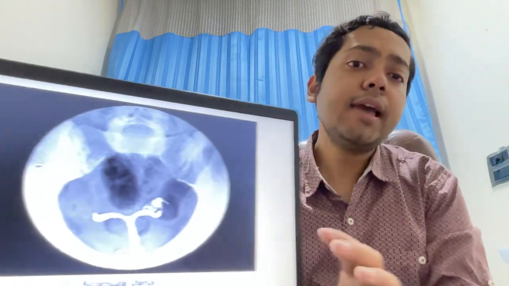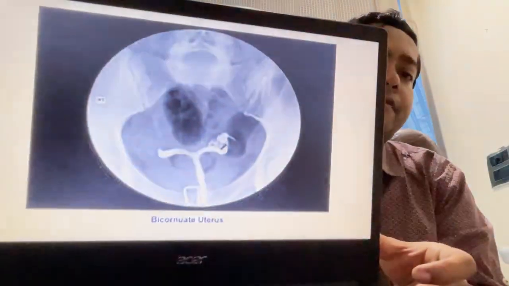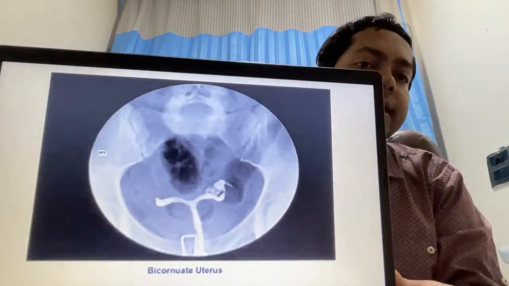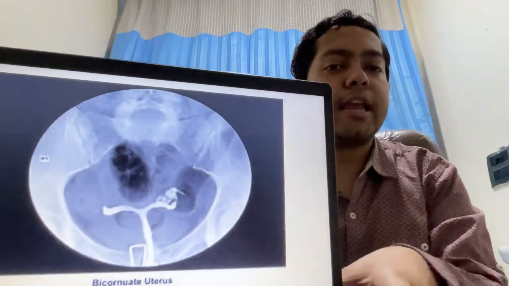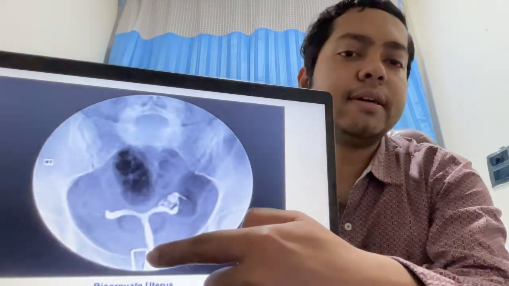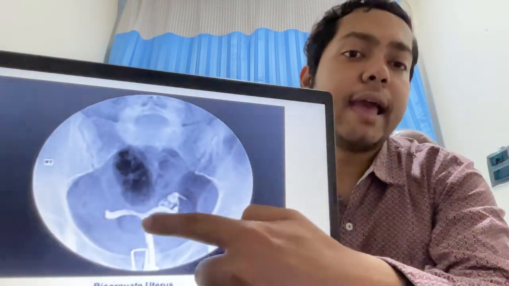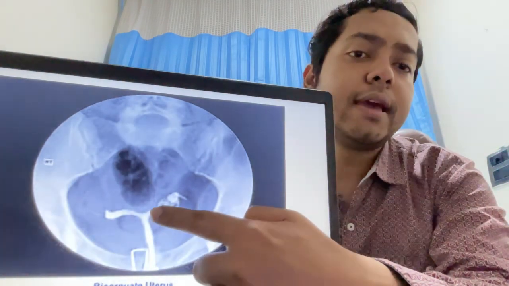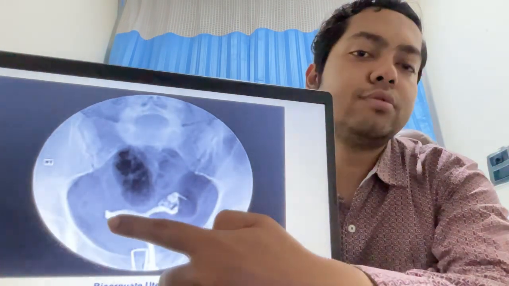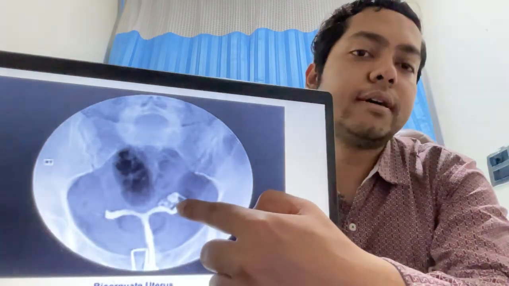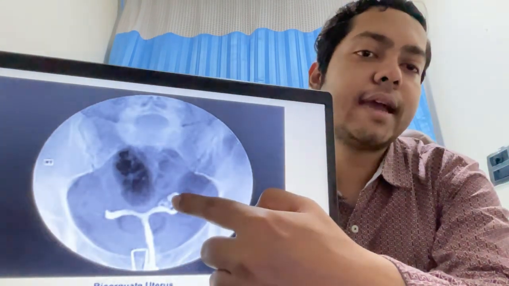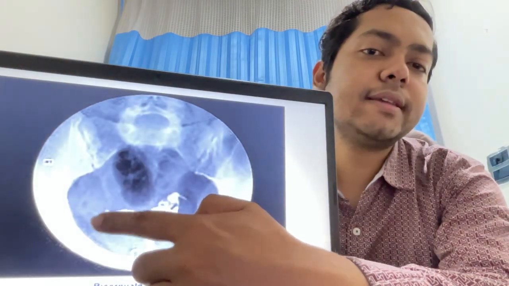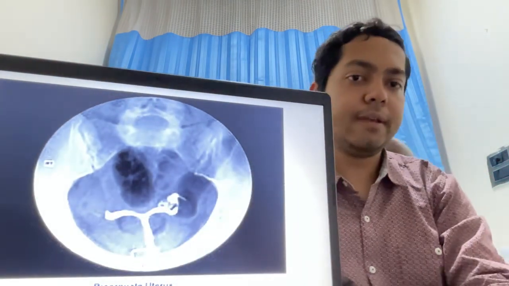ओके, दिस इज अगेन अ हिस्टोसैल्पिंगोग्राफिक फिल्म शोइंग, इसमें बाइकॉर्नुएट यूट्रस लिखा हुआ है बट यू विल टेल लाइक दिस कि दिस इज अ हिस्टोसैल्पिंगोग्राफिक फिल्म showing the Leach-Wilkinson cannula and the uterine cavity, cervix and the uterine cavity. The uterine cavity is divided into two parts, okay, and in one side there is free spillage available. In the other side there is no free spill of the dye available.